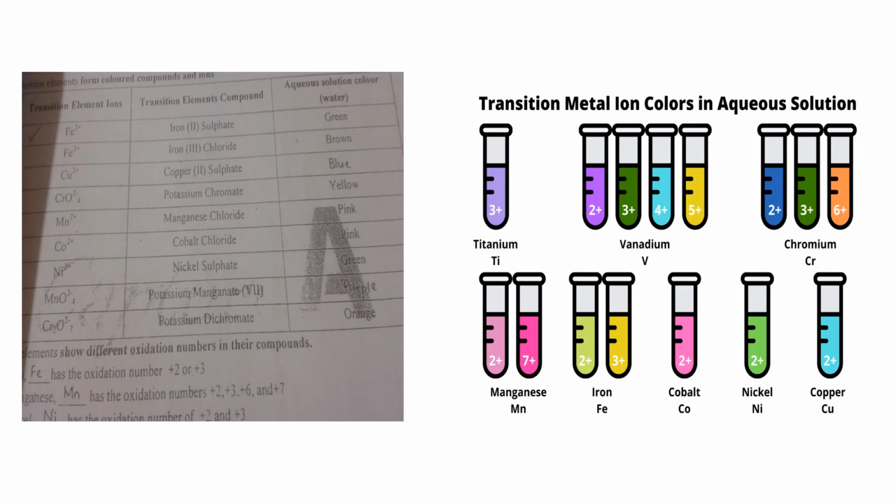And then potassium dichromate. One of the oxygens is 2 minus, and there are 7 of them, so that makes it 14 minus. But you need an overall charge of 2 minus. So 14 minus 2 is 12, and then 12 divided by 2 is 6. So you want to look at chromium 6 plus, which is orange.